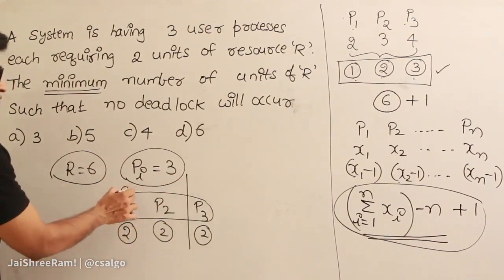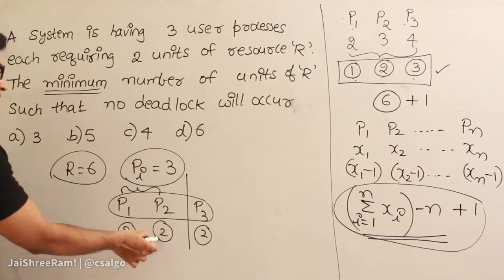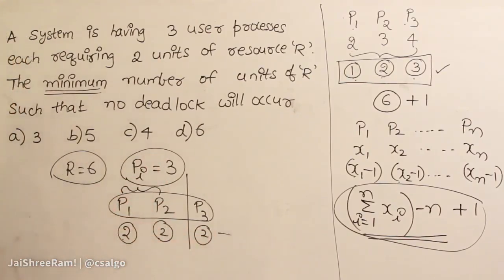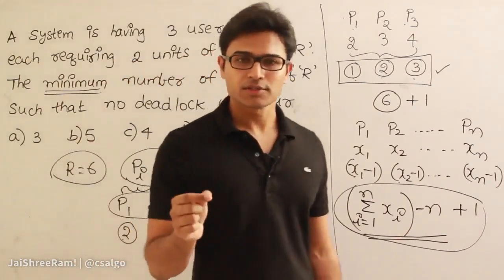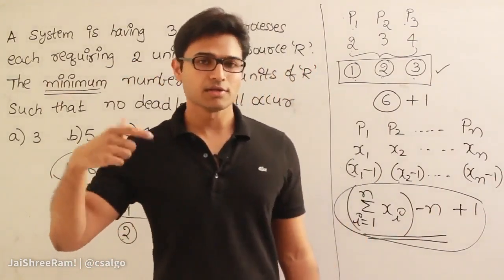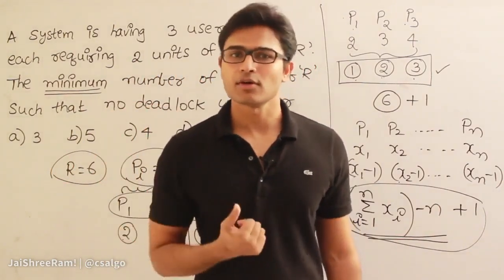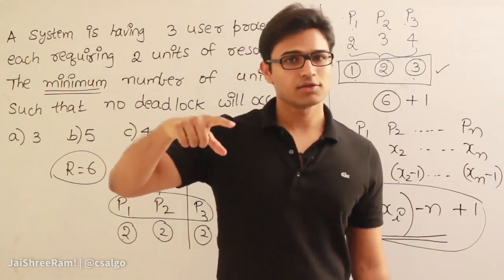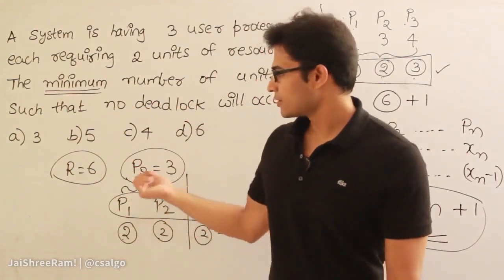Why? If I have 2 processes, even if they take 2 each and are waiting for one more, we have 2 more resources and they can successfully complete. This is one kind of question possible. They can tell you how many processes there are and what the need of each process is, and then ask how many resources are required so that there is a deadlock or no deadlock. Or they'll give you the resources and the need, and then ask how many processes are required so that there will be deadlock or no deadlock.